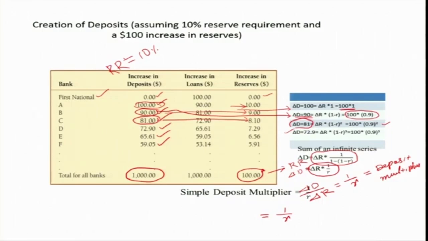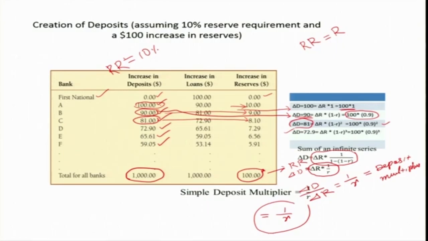In addition, the same formula we can also derive using algebra. Our assumption is that banks do not hold any excess reserve, which means that the total amount of required reserves in the banking system, RR, will equal the total reserves. That means total reserve R is equal only to required reserve, not the excess reserve. So that is our assumption: the excess reserve the bank keeps is going to be zero.